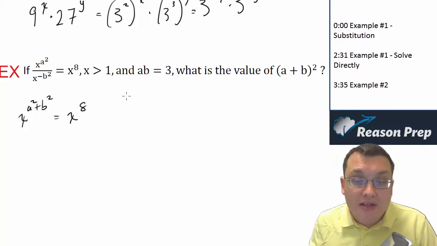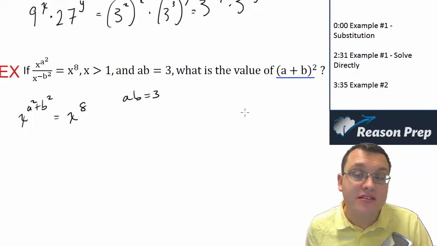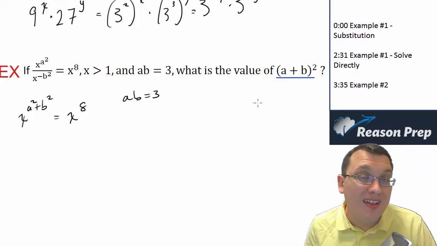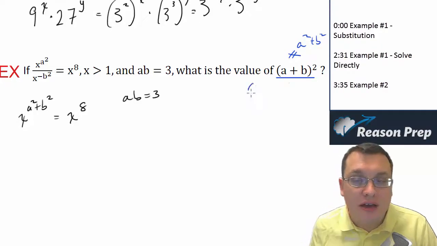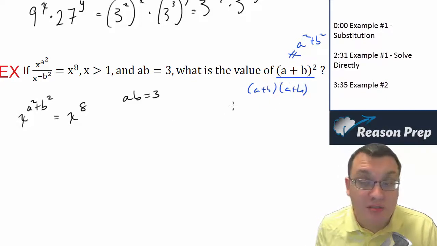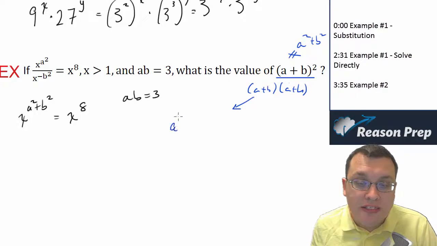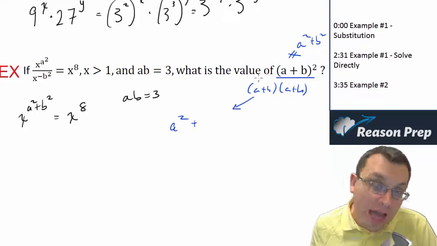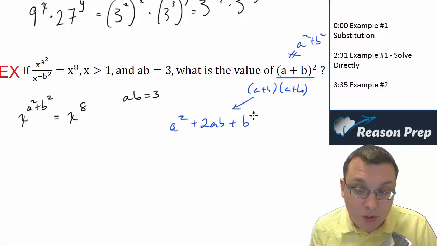We know ab is 3, fine. And we want to know the value of this. Now, whenever you see a binomial squared like this, what you want to do is FOIL it out. And remember, this is not equal to a squared plus b squared, because there's that middle term that you get when you actually FOIL out a plus b times a plus b. So remember that. So what we're going to do is FOIL this out. We're going to get a squared plus ab plus ab, so plus 2ab plus b squared.